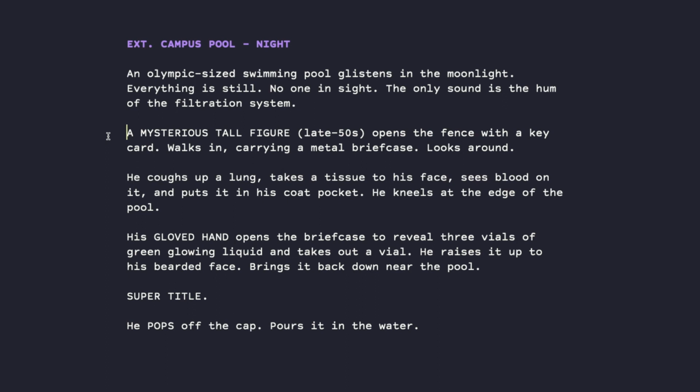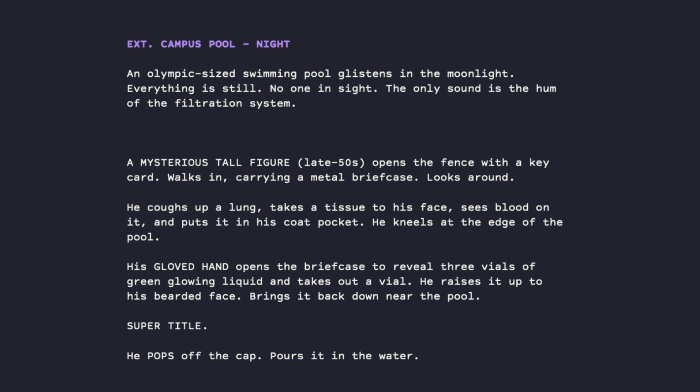A mysterious tall figure opens the fence with a key card, walks in carrying a metal briefcase, looks around. This seems fine. I might try and demonstrate he's mysterious rather than just state it. So how about, let's see, the tall figure is referred to as a he later. So why don't we just say a tall man, and then we can say hooded, obscured by a hooded coat. So maybe that demonstrates that he's mysterious.